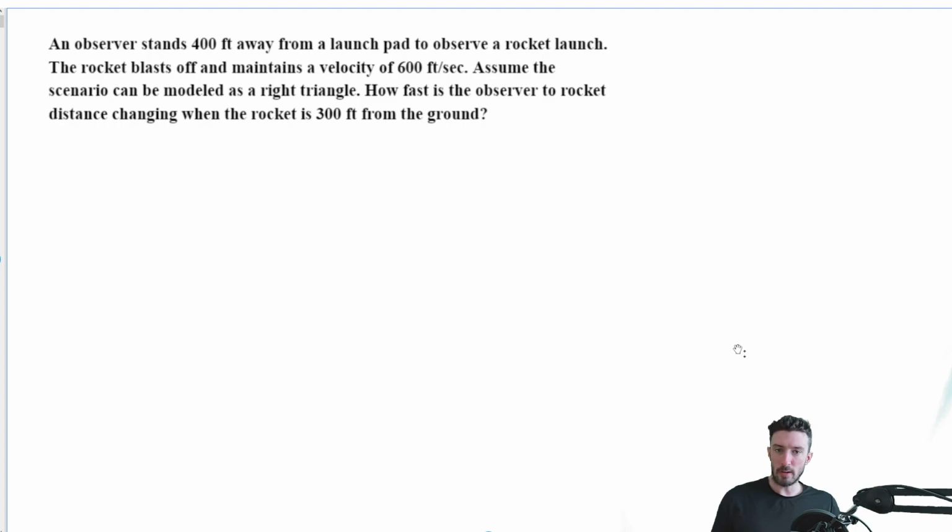Yo, we got ourselves a related rates problem here. An observer stands 400 feet away from a launch pad to observe a rocket launch.